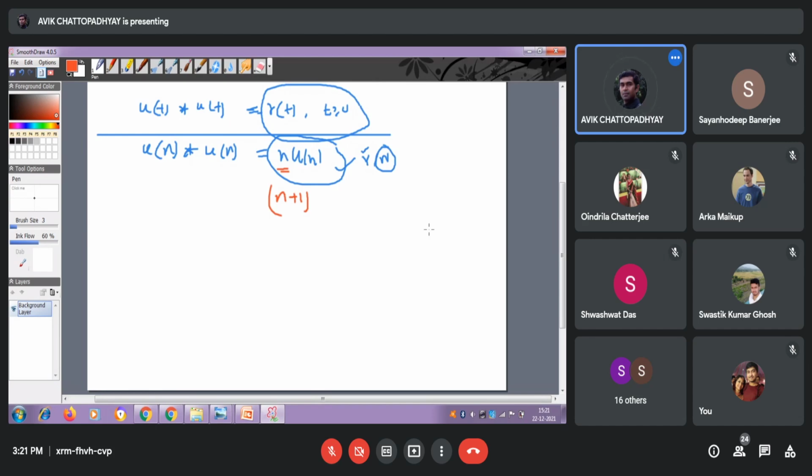Why is it so? That means when n equals 0, it is not 0. This is the difference between these two. This is also a ramp. Yes, this is also a ramp.